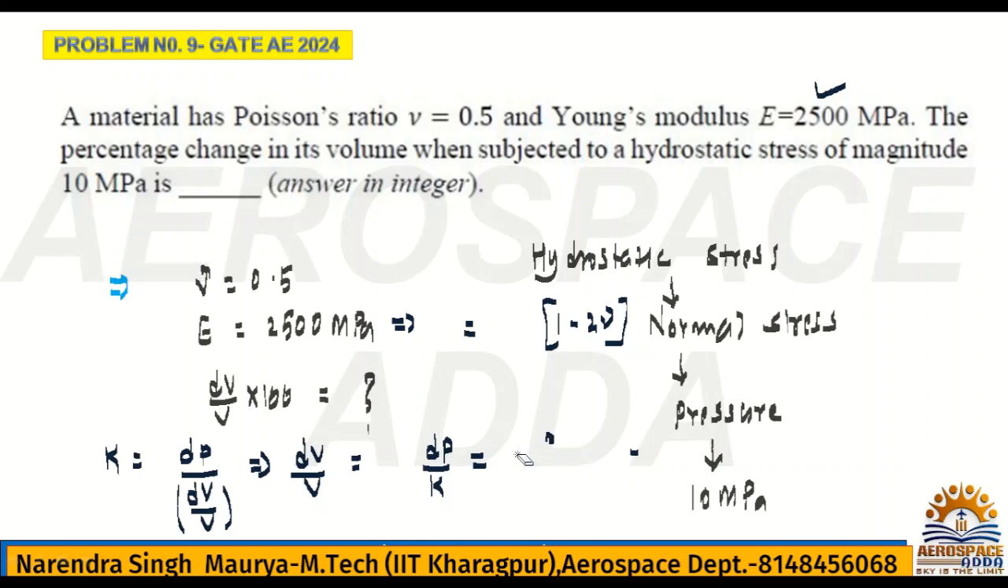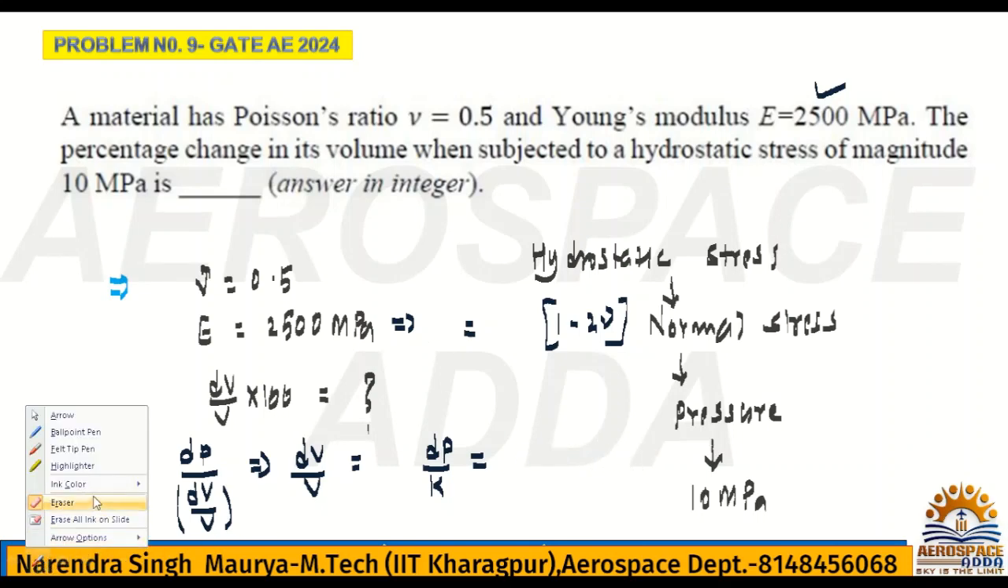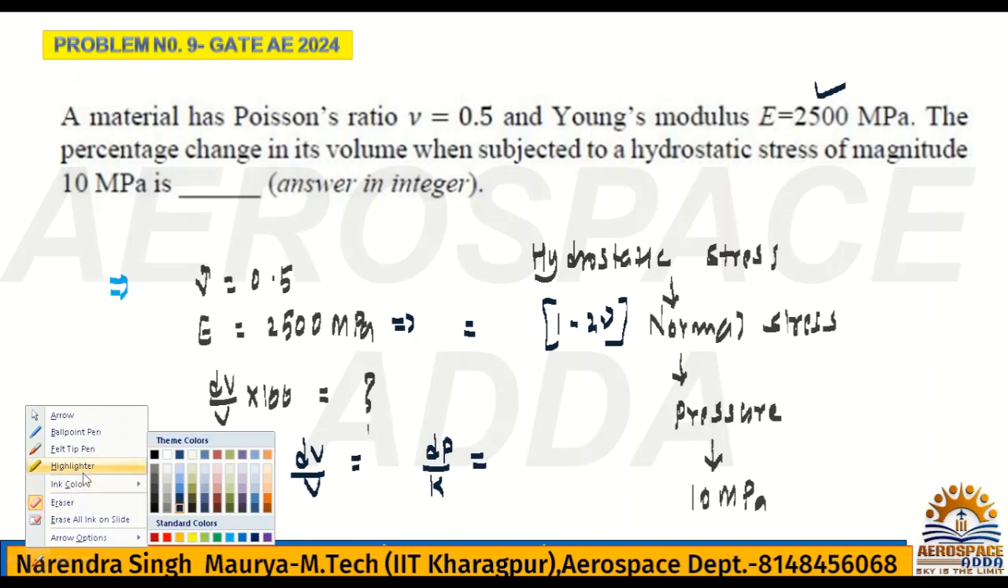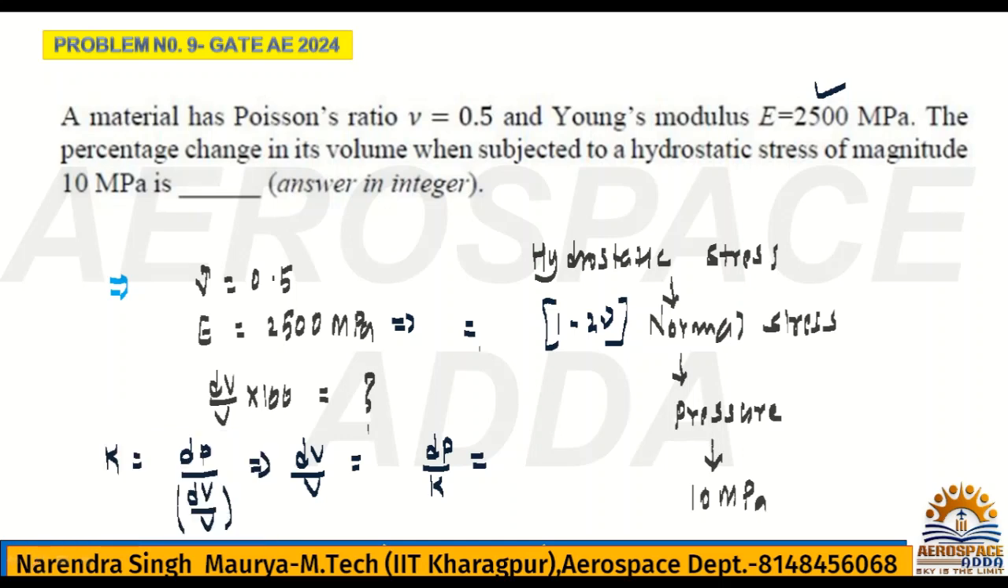Because of the less space, I try to manage in this. So anyway, now what is the E? E is nothing but 3K(1 minus 2 mu). Okay, this E is equal to 3K(1 minus 2 mu).